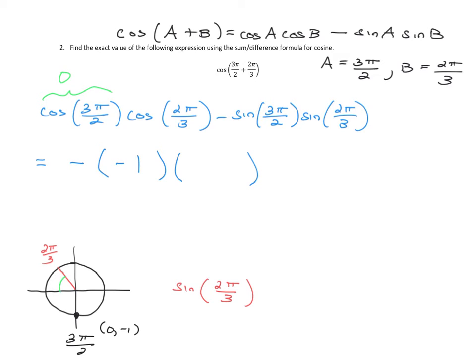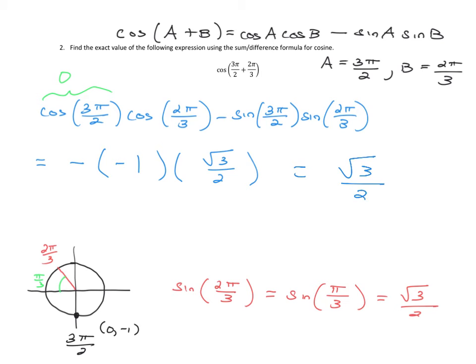As a reference angle, we get pi over 3. That means that sine of 2 pi over 3 is either equal to sine of pi over 3 or the negative of sine of pi over 3. Since sine is positive in the second quadrant, this is equal to sine of pi over 3. And sine of pi over 3 is equal to the square root of 3 over 2. So that's the value I put here. So negative times -1 times root 3 over 2 simplifies to positive root 3 over 2. And that is the answer to this problem.